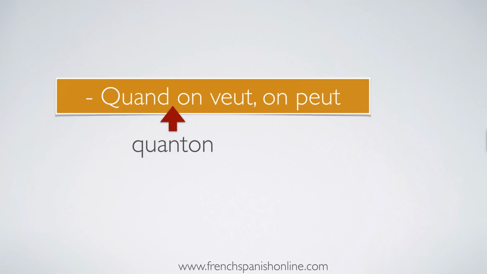Anytime when we have a D at the end of the word, it becomes a T if, of course, afterwards you've got a word starting with a vowel. Quand on veut, on peut.